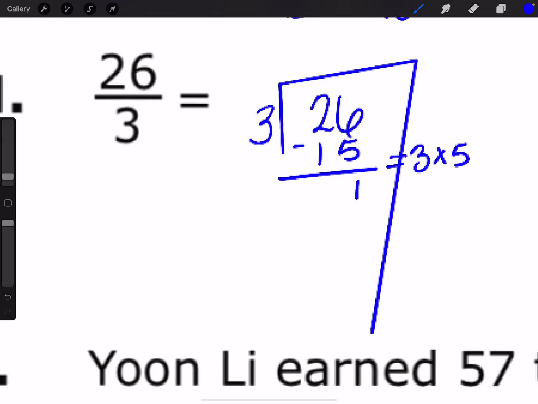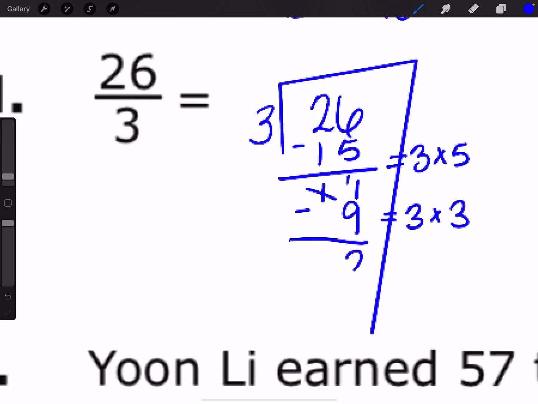If I take 15 from 26, 6 take away 5 is 1. 2 take away 1 is 1. We're not there yet. I need to ask myself, can I take any more groups of 3 out of 11? And yes, I can. So what is the highest? Let's see. If we skip count, we have 3, 6, 9, 12. 12 would be too much, so let's go back 1, and that is 9. So if we do 3 times 3, we have 9.